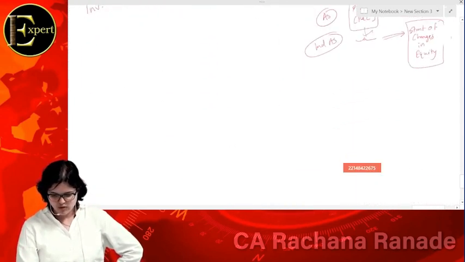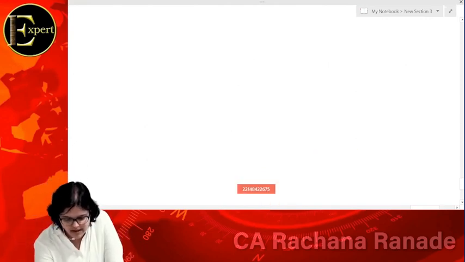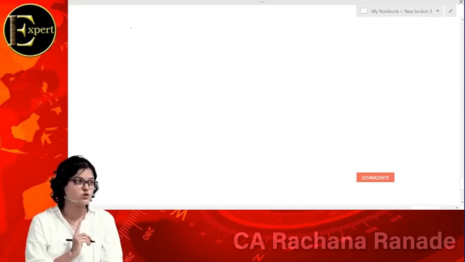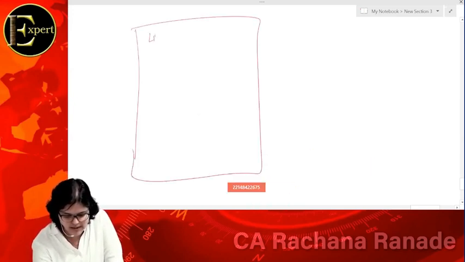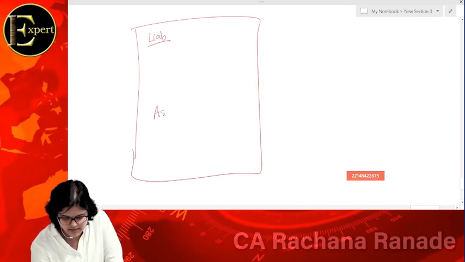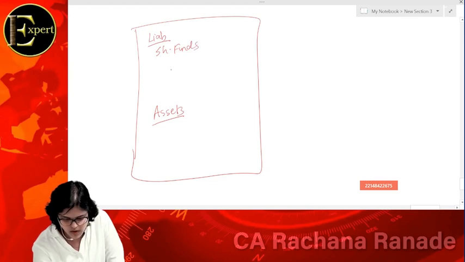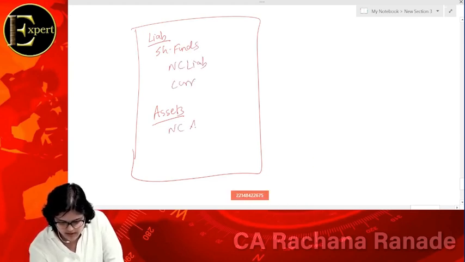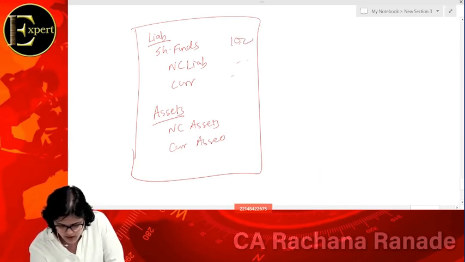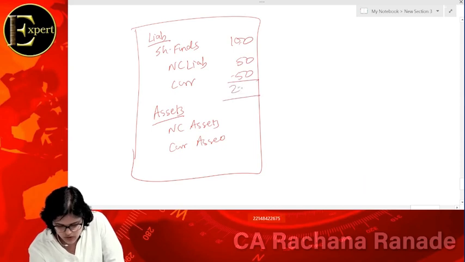Okay, so let us go back to our discussion now. Finally, quickly, everyone has to tell me. Now I hope the book value concept is also clear. One more time, quickly. In book value, which two elements? First one is liabilities, then assets. What is happening in liabilities? Shareholders funds, non-current liabilities, and current liabilities. Then non-current assets and current assets. Okay, we'll write here 100, 50, and 50. Let us say, so it's coming to 200.